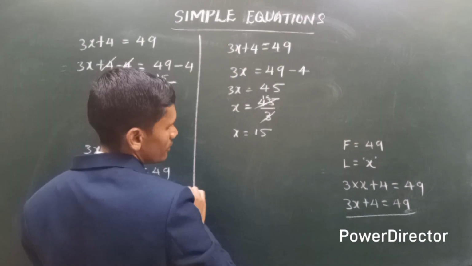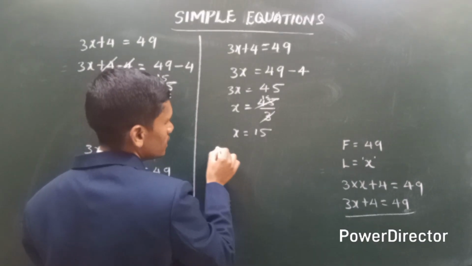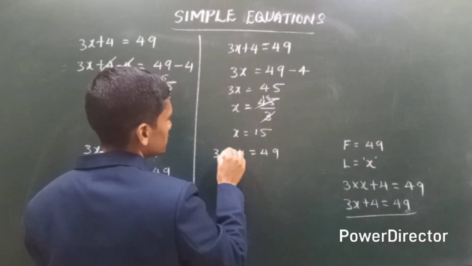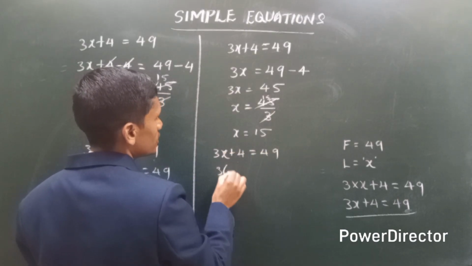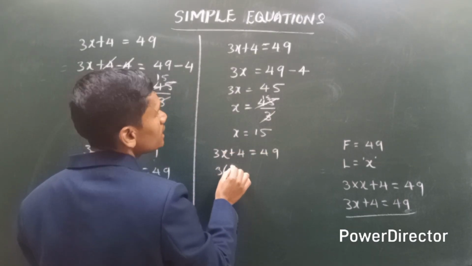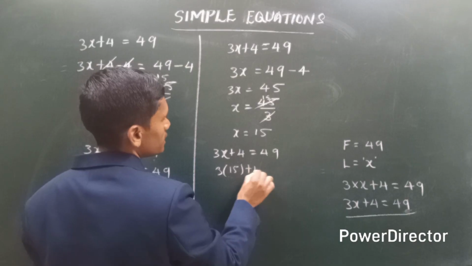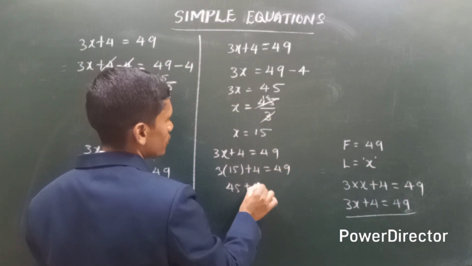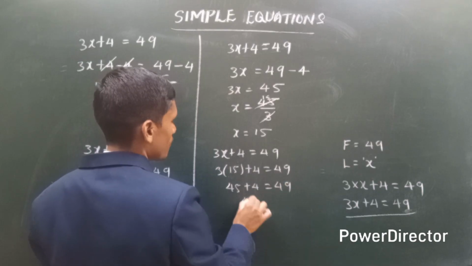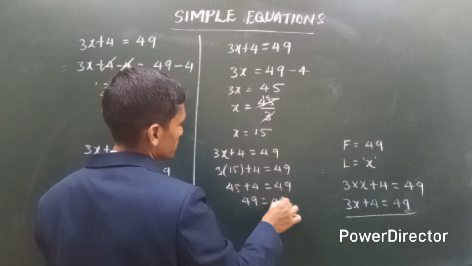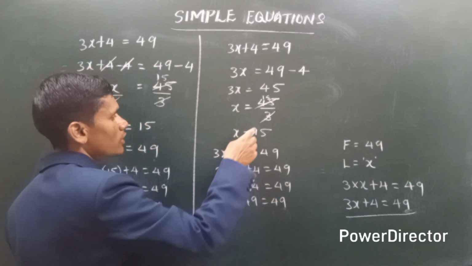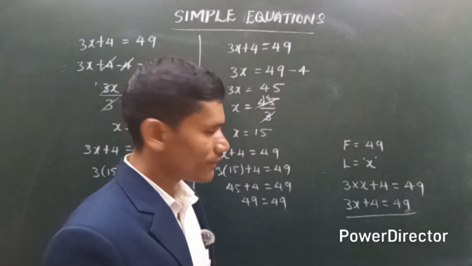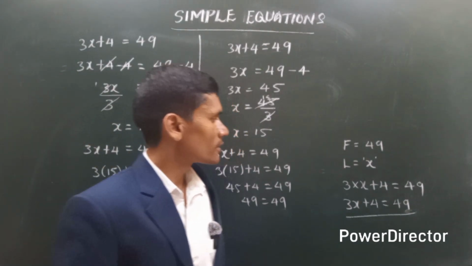Here also we got the same value. Again if you substitute that value, you will get 3x plus 4 is equal to 49, right? 3 into, in place of x you write 15, plus 4 is equal to 49. Here 45 plus 4 is equal to 49. 49 is equal to 49, right? Then what we have got, that age of Lakshmi is 100% correct. She is 15 years old.